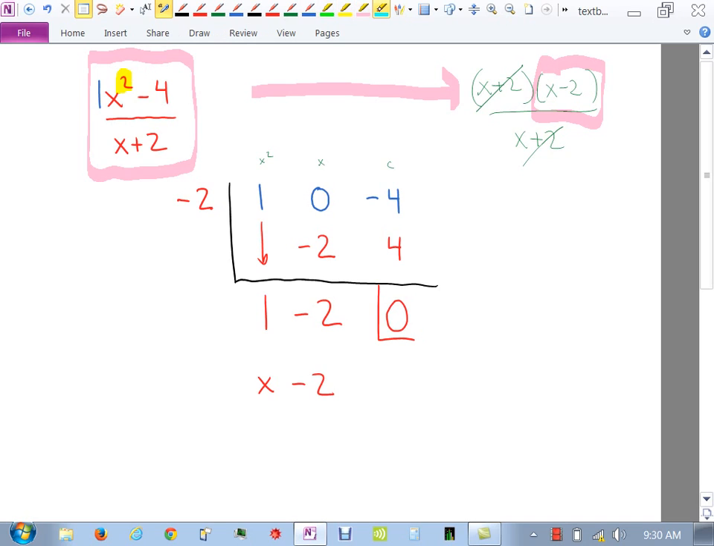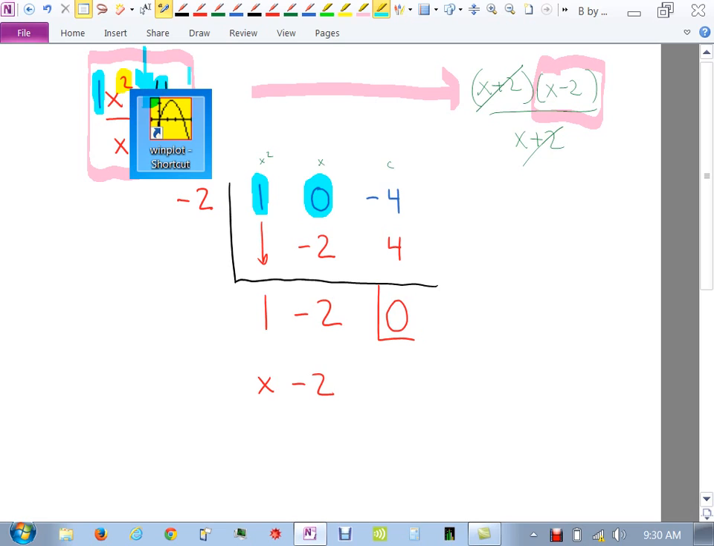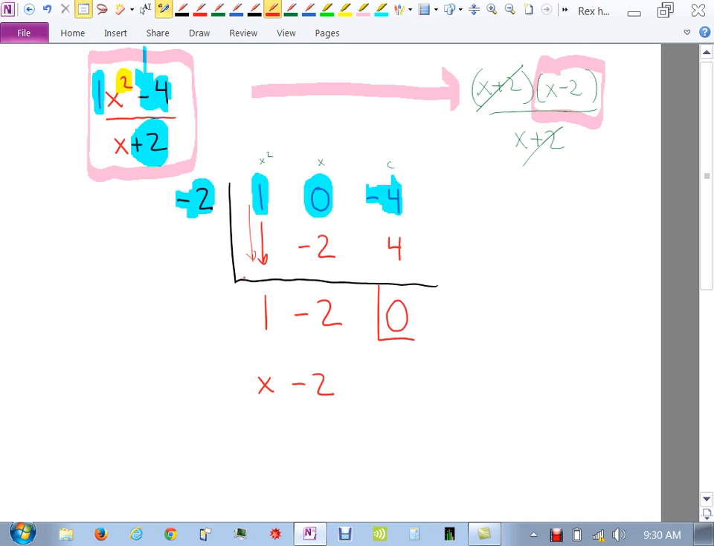We notice that we have a 1 in front of our x squared, so that's this 1. We do not have an x term in here, so we have to put a 0. Then we have the minus 4. The minus 4 here, that's right here. Now on the outside division box, we take the opposite of plus 2, so we put minus 2. And then we play our little game here. 1 comes down. Here's our 1. Negative 2 times 1 gives us the negative 2. Add down, we get negative 2. And then multiply negative 2 and negative 2, get positive 4. Add down, we get 0.